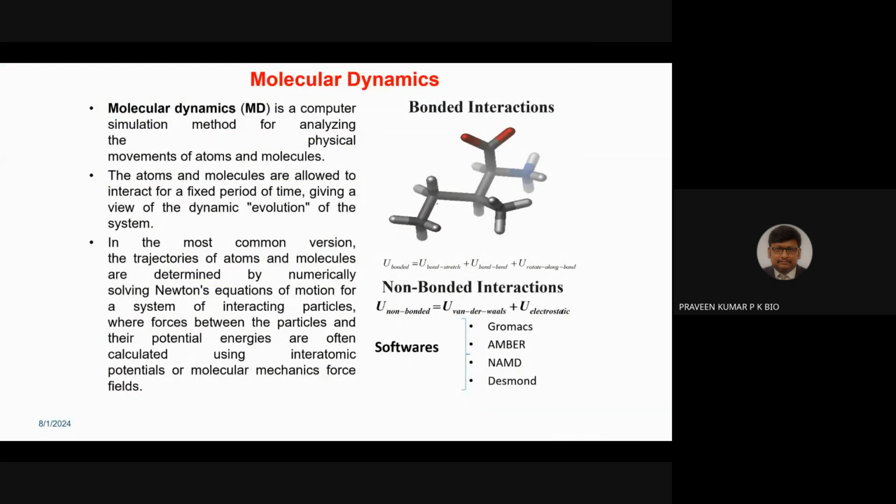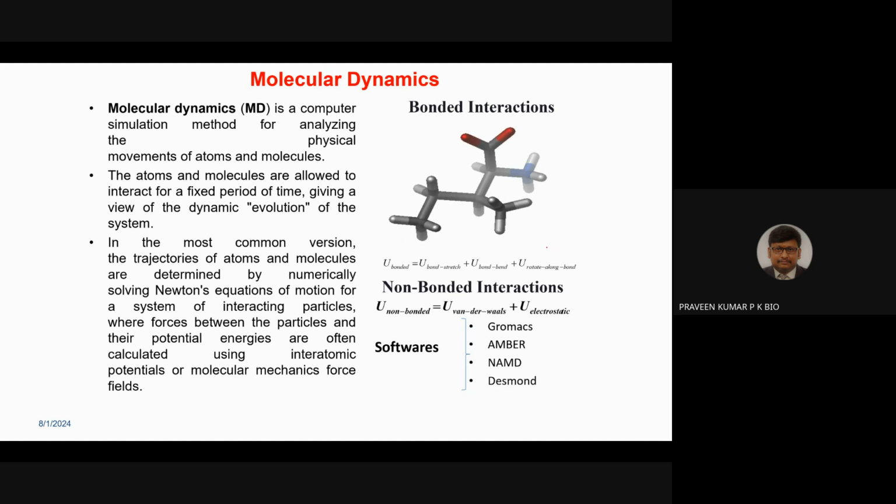Molecular dynamics. Remember this picture? I explained bonded interaction and non-bonded interaction. That is, bonded energy and non-bonded energy sum up to form a total energy. The software for working with molecular dynamics simulation is GROMACS, AMBER, NAMD, and DESMOND.